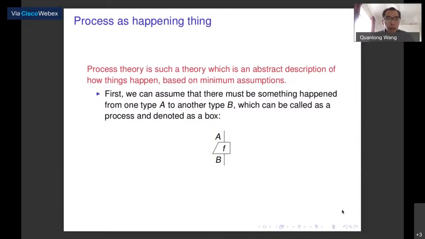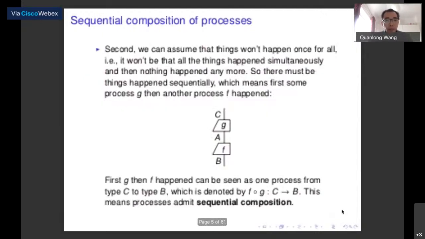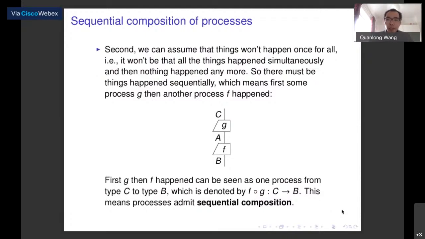So why is it minimal? First, we can assume that something must happen in the world, from some type, let's say A, to another type B. This can be called a process, and we denote it by a box. Second, we can assume that things won't happen once and for all. That means it won't be that all things happen simultaneously and then nothing happens anymore. So things must happen sequentially, which means first some process G happens and then another process F happens. First G and then F can be seen as a single process from type C to type B. So processes admit sequential composition.